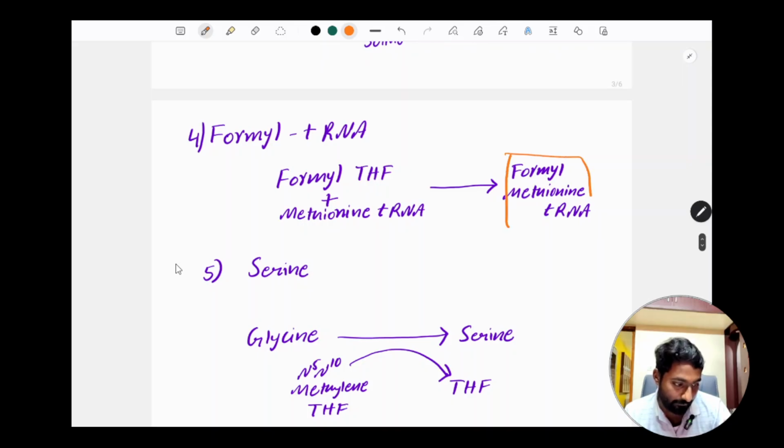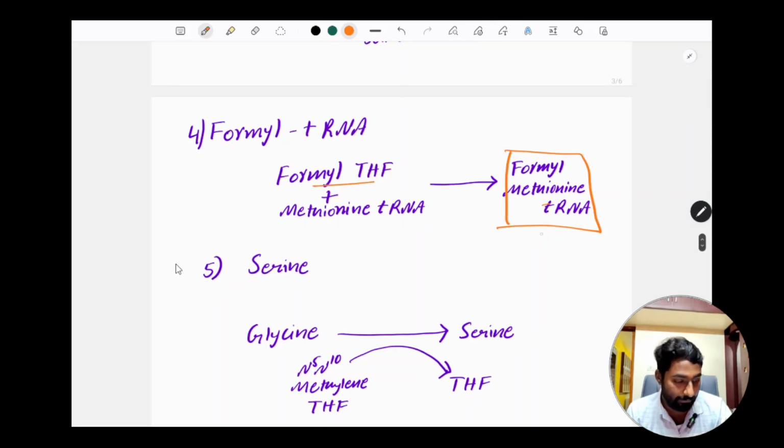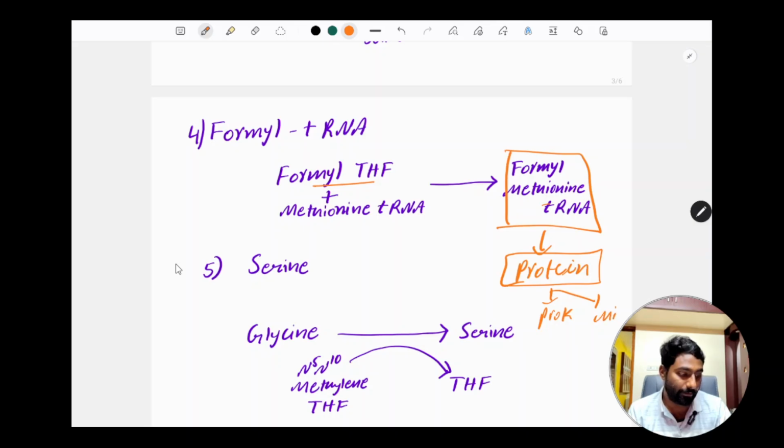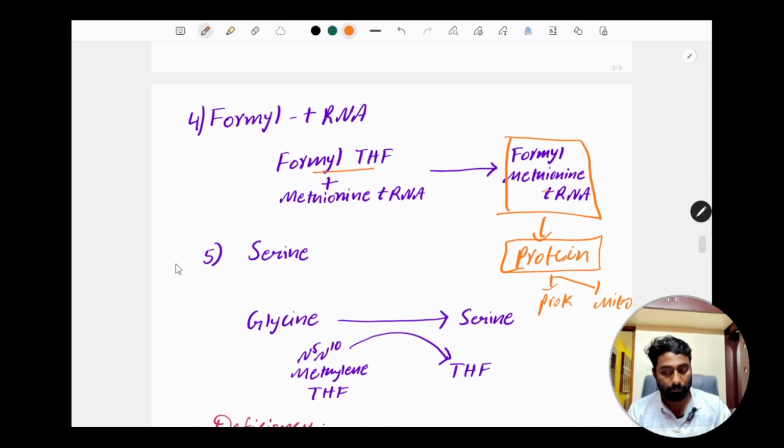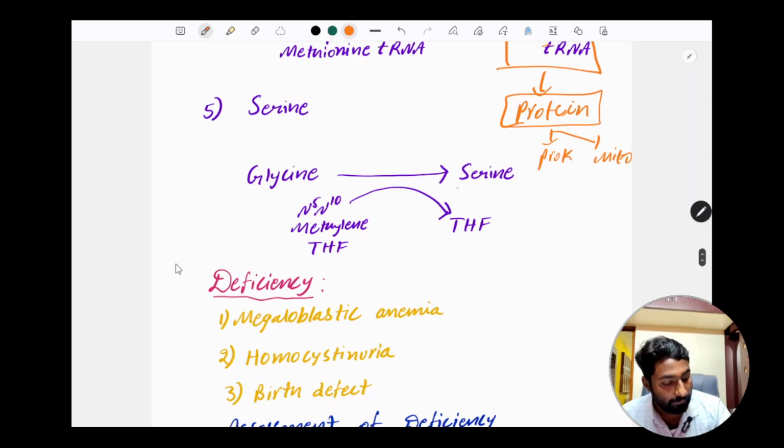For the formation of formyl methionine tRNA, formyl THF is required. This is helping for protein synthesis in prokaryotes and in mitochondria. During serine synthesis from glycine, N5,N10 methylene THF is being used.